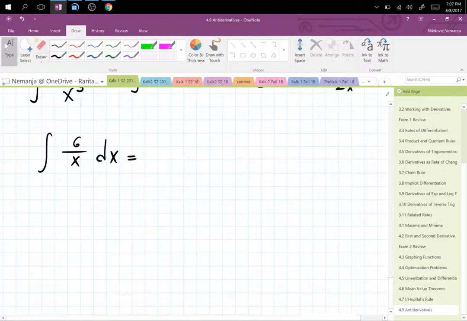So we see that the formula for polynomials doesn't work because it would be x to the power of -1 + 1, which is x to the 0 over 0. That makes no sense, so that can't be used. So what else can we use?